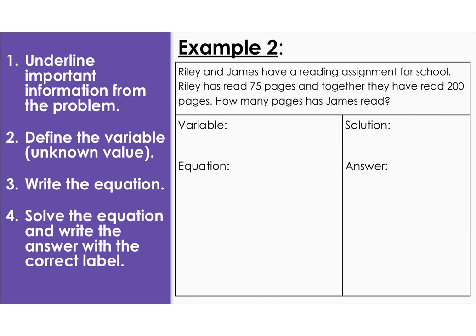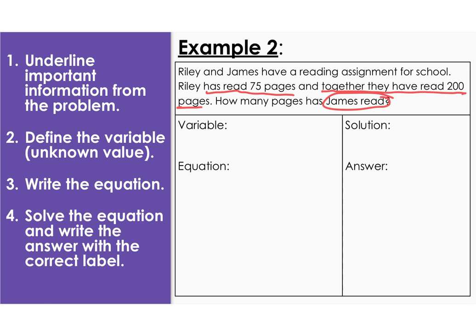Riley and James have a reading assignment for school. Riley has read 75 pages, and together they have read 200 pages. How many pages has James read? So, 75 pages read is important. Together, they have read 200 pages. We want to know how many pages James has read.